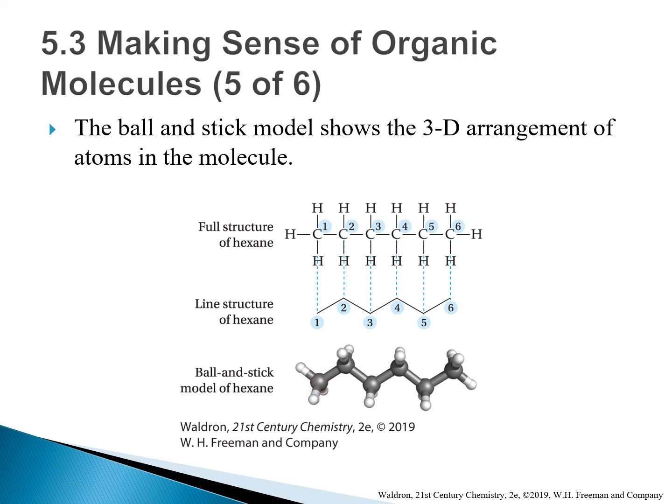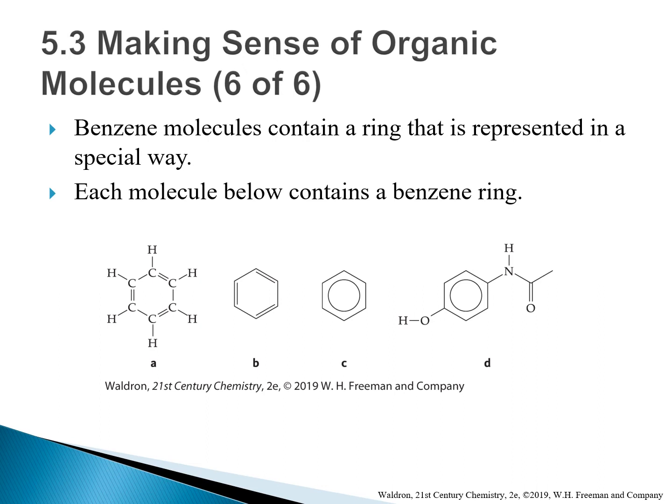atom. Many organic molecules contain a special kind of ring, called a benzene ring, that's drawn in a distinctive way. The benzene ring is a ring of 6 carbon atoms. The bonds between these atoms alternate around the ring. First, a single bond, then a double bond, then a single, a double, a single, and a double.